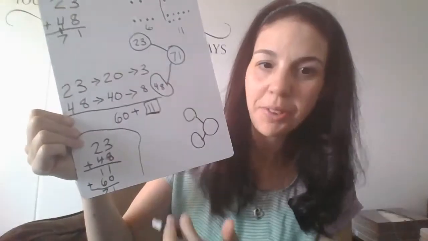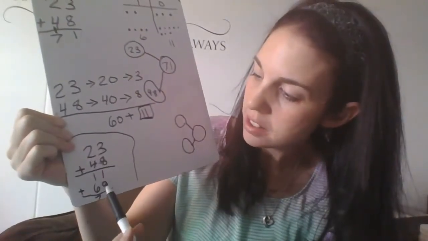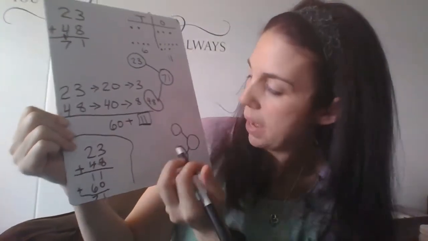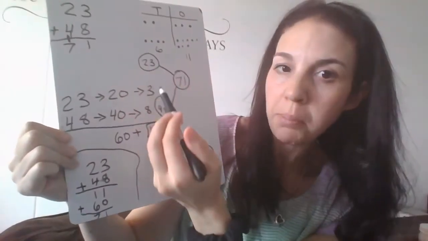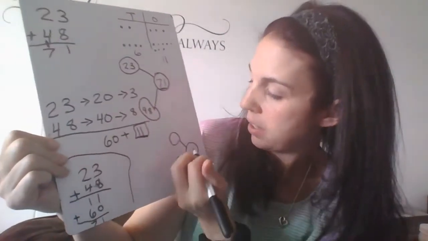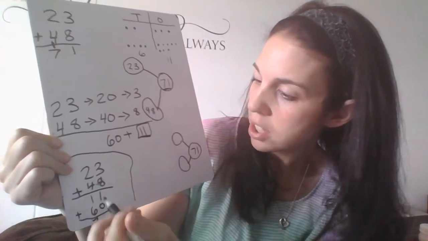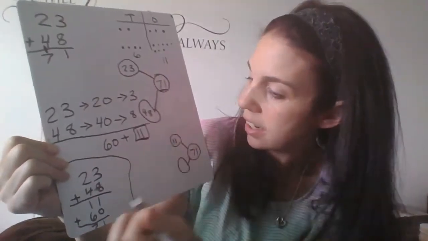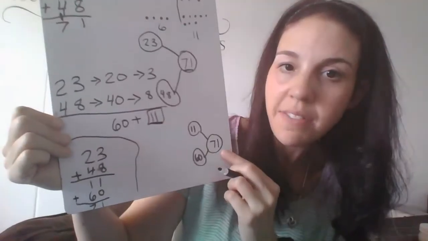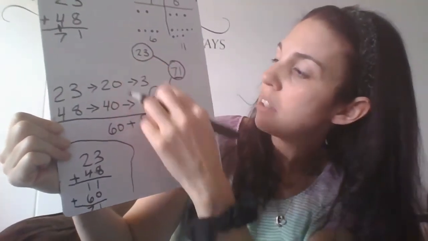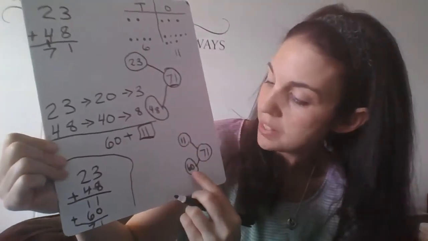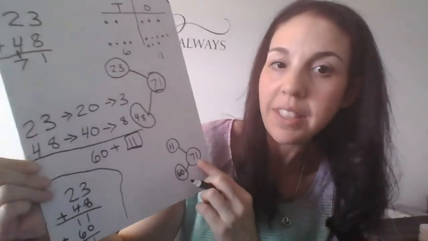Okay. We can also use these totals as parts to our number bond. So this was one number bond, and our whole was 71. We can also use the parts here, 11 and 60, to also equal 71. So 23 plus 48 equals 71. 11 plus 60 also equals 71.